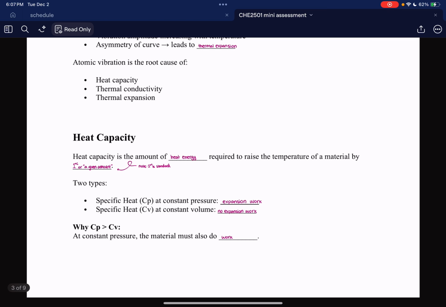Heat capacity. Heat capacity is the amount of heat energy required to raise the temperature of a material by 1 degree or a given amount, but note that 1 degree is standard. There are two types. Specific heat capacity at constant pressure, CP, which includes expansion work, as well as specific heat capacity at constant volume, CV, which doesn't have expansion work. So CP is always greater than CV.